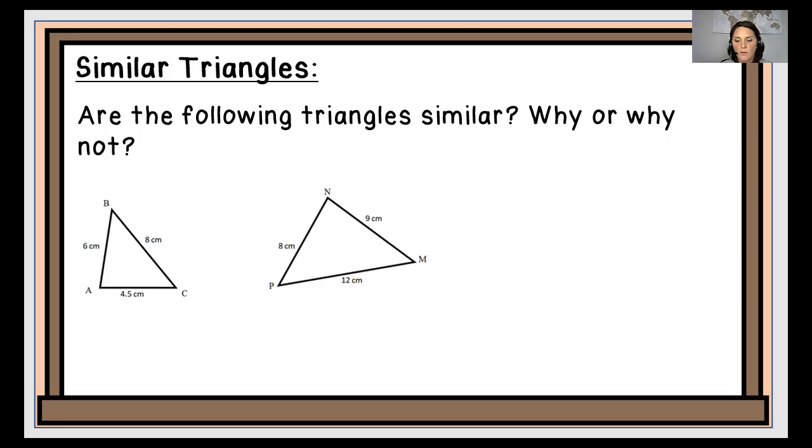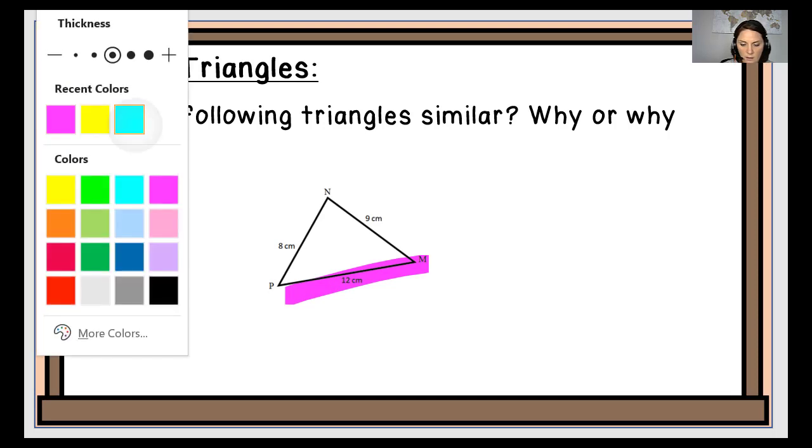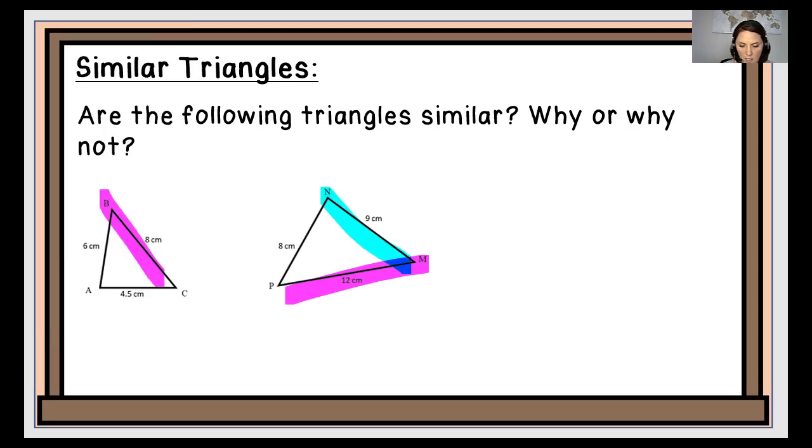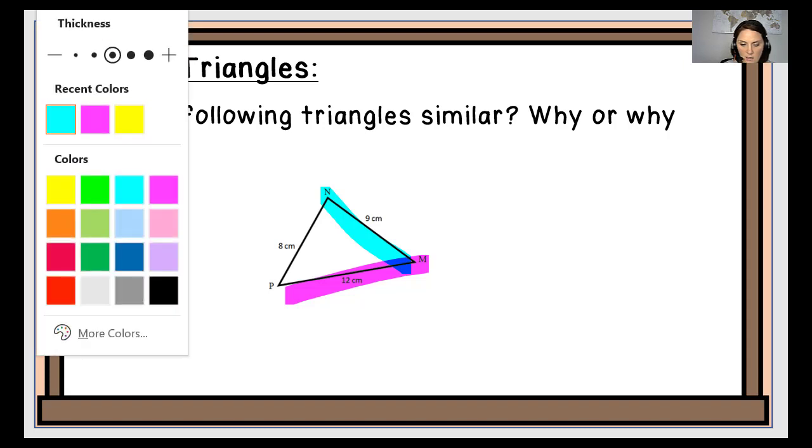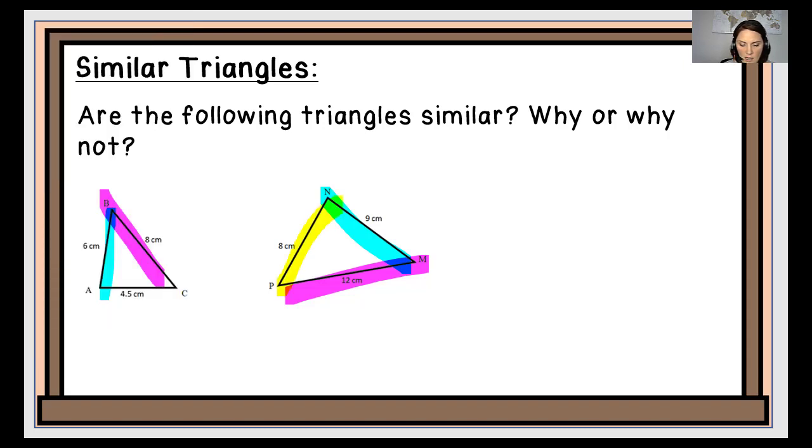Next, we're going to look at the following triangles and determine whether they are similar or not. This time we're given side lengths, so we have to use ratios to determine whether they are similar. I'm going to get my highlighter out and highlight what I think is the longest side on both triangles. So 8 and 8, that's the longest measure. The next longest side, 9 and 6. And then last but not least, 8 and 4.5. I'm going to look at all of those ratios and see if they match.